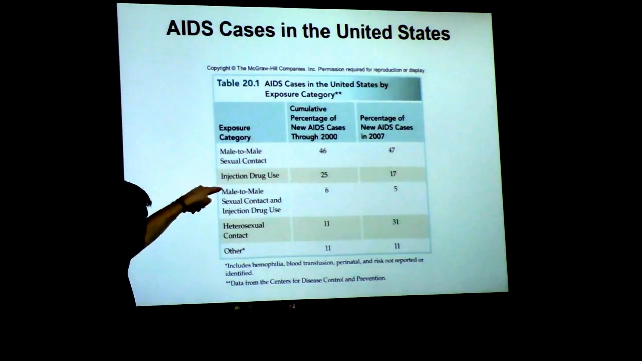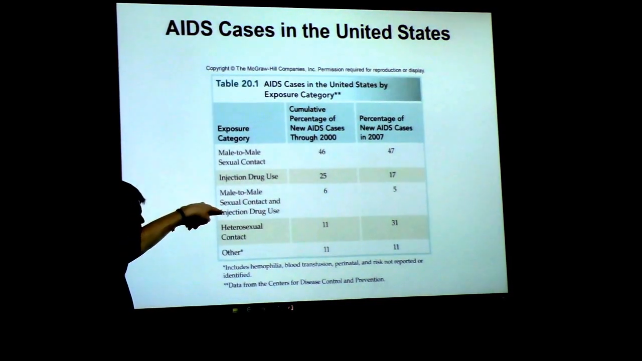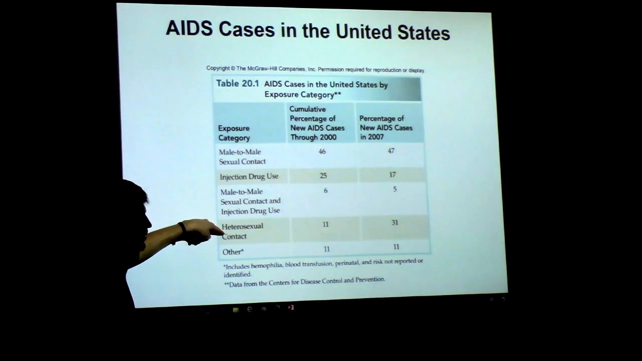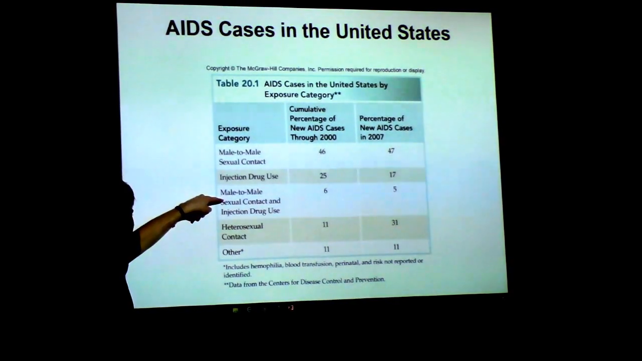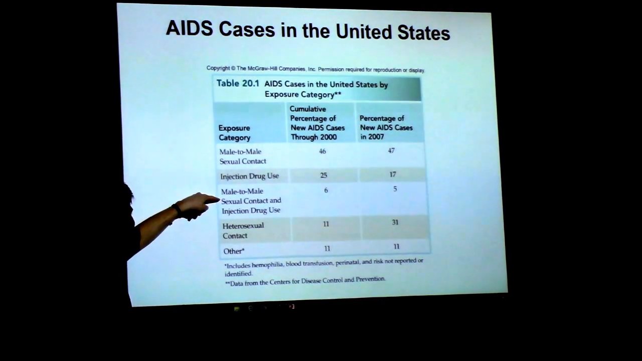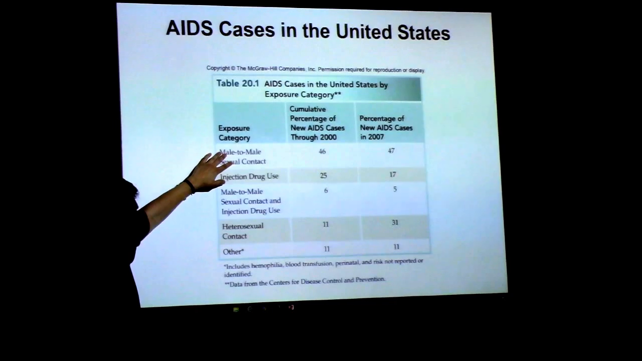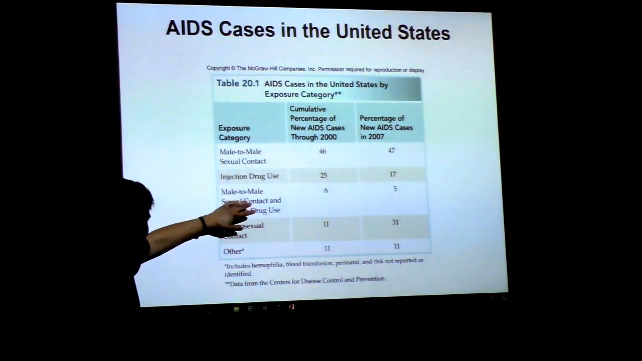The percentage. Lower than injection drug users? No, lower than heterosexual contact. Yeah, that too. I feel like they would be the highest. Yeah. Right. That would assume that there are a lot of MSMs who are injection drug users. What is the amount of heterosexual contact that they do? It's a proportion of MSMs, right, that are also injection drug users, right?